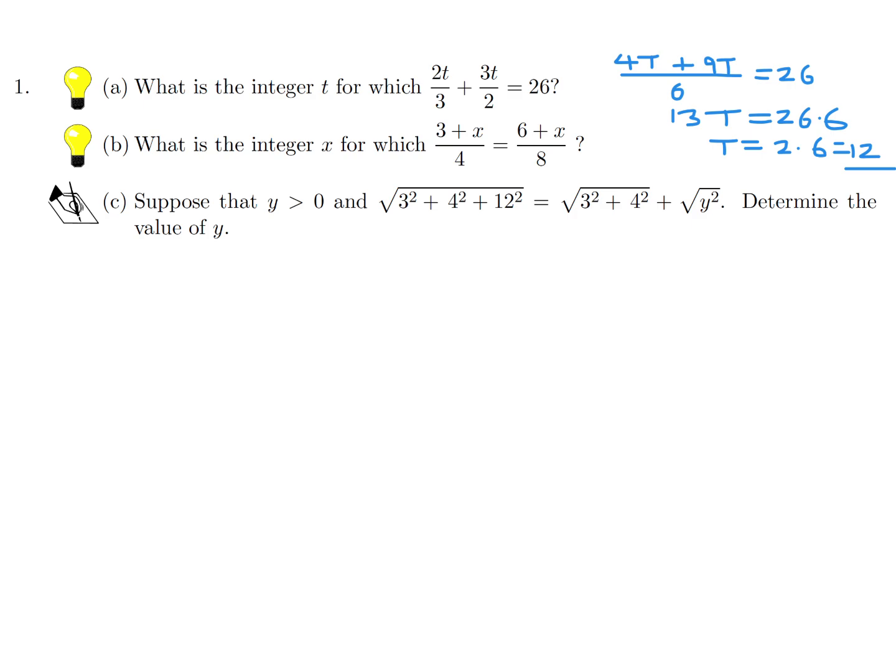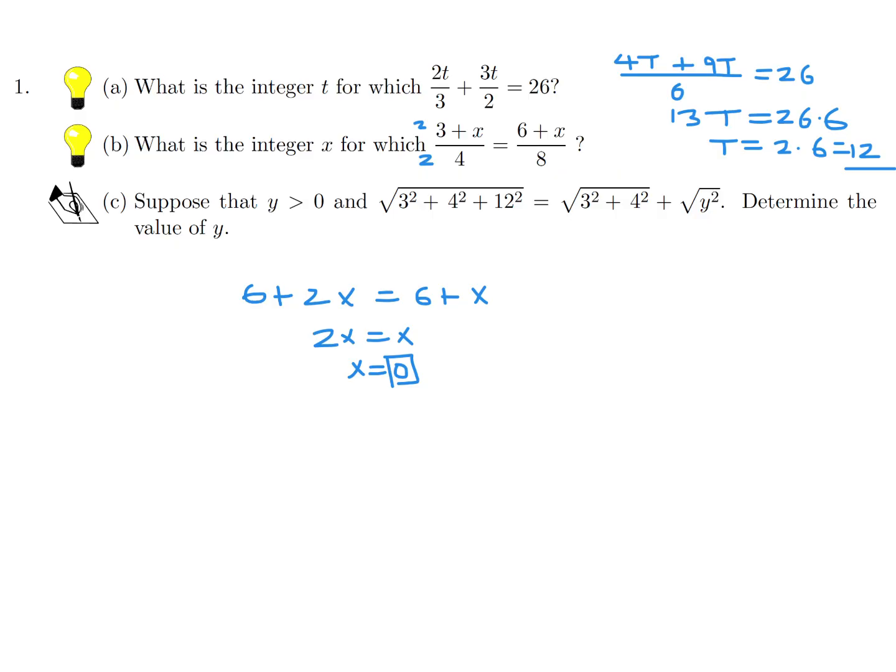What is the integer x for which that is true? Okay, so let's cross multiply here, or however you want to do it. Maybe we could just multiply top and bottom by 2. That might be easier. And then that'll be just 6 plus 2x is equal to 6 plus x. Since the denominators are the same, they vanish. And therefore, interesting, we get 2x equals x, so therefore x is 0. Okay.